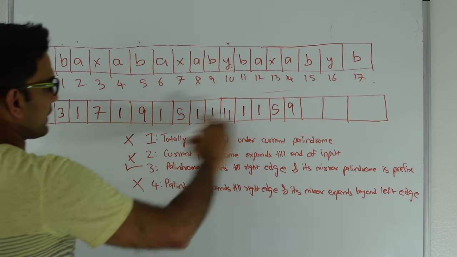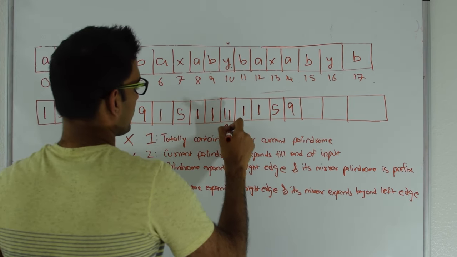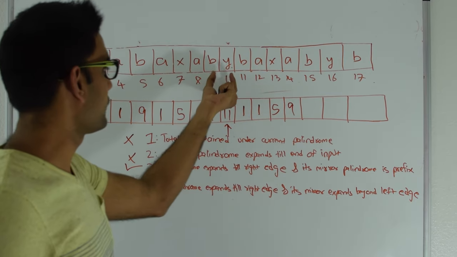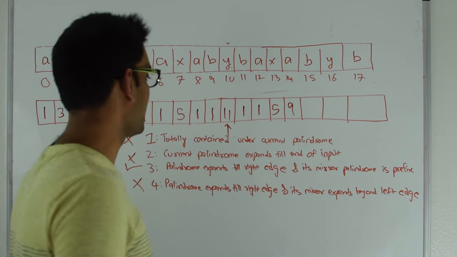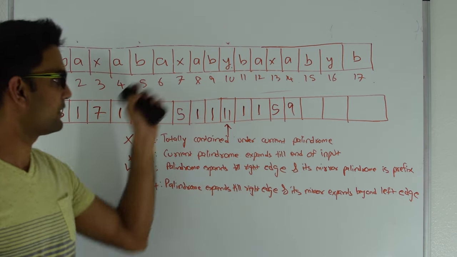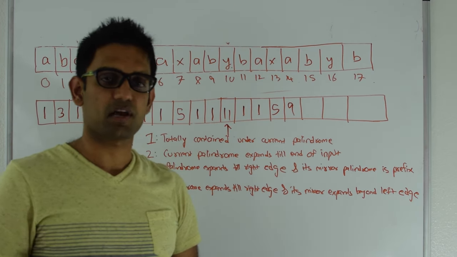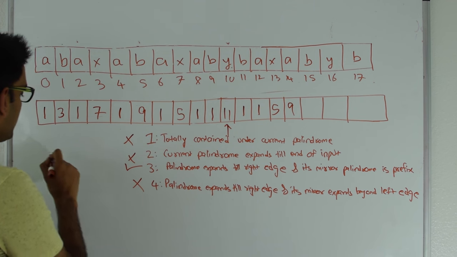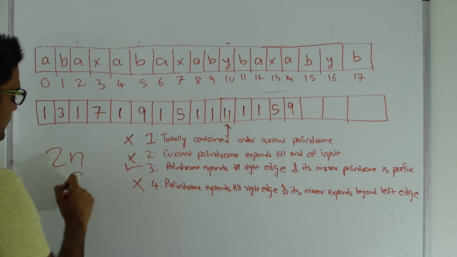So at this point, we just iterate through this array, find the maximum number, which is 11. So the palindrome under center Y will be of length 11. And that will be the longest palindromic substring for this string. The runtime complexity will be 2 of n. So basically O of N.